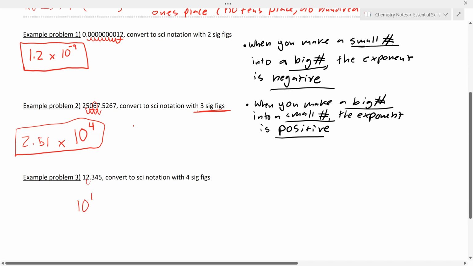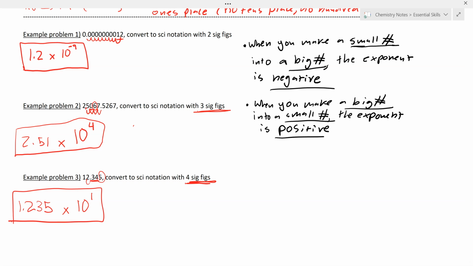And remember, since this is a big number, we're making it smaller, positive. We want 4 sig figs. So we have the 1.2, but then we also have the 3 and the 4. So 4 rounds up because of the 5, and it also becomes a 5. So that is the answer for that one.